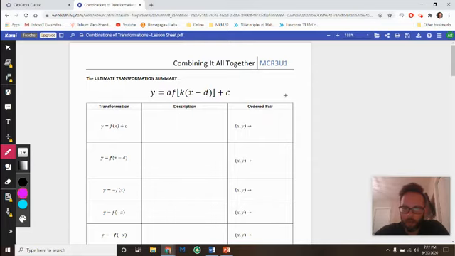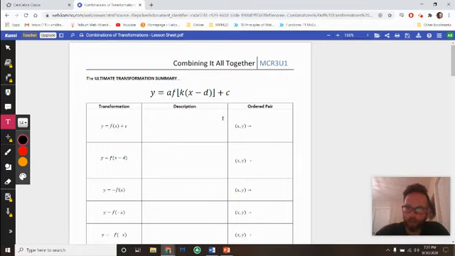So the first thing we're going to do is get a summary of all the different types of transformations that we have. So let's just get that done, and this will be a nice little resource for you.